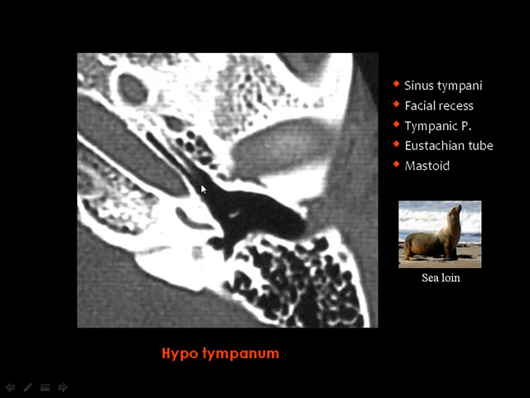Then you can see the connection of the middle ear to the nasopharynx via the Eustachian tube. And this bony ridge separates the Eustachian tube from the canal for the tensor tympani muscle. Then if you look here, you can see this very characteristic configuration, which is made of 2 depressions and 1 elevation.